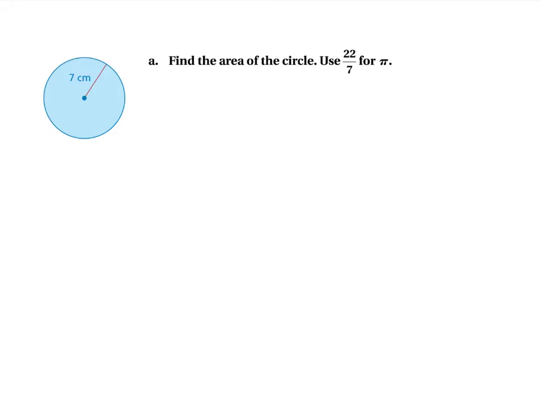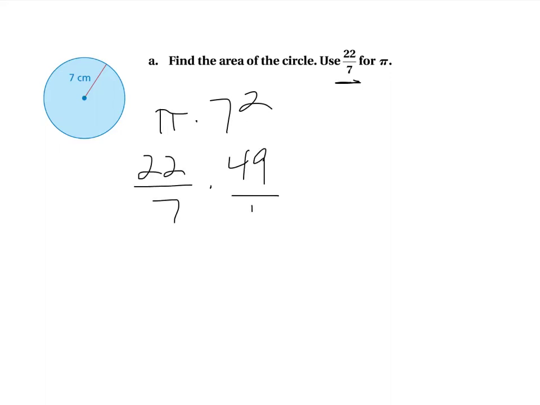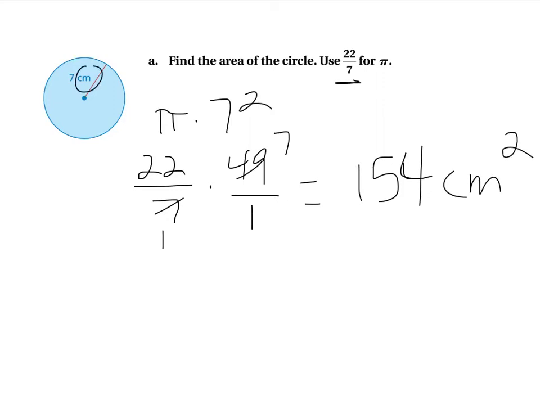Another example, find the area of the circle. Remember, sometimes for pi we can use 22 over 7. And in this case, we would say pi r squared. So we would say 22 over 7 times 7 squared. Obviously 22 sevenths times 49. I would put that over 1, reduce by sevenths and multiply straight across. 22 times 7 is 154. Again, you need to label. It's in centimeters, so I would say centimeters squared.